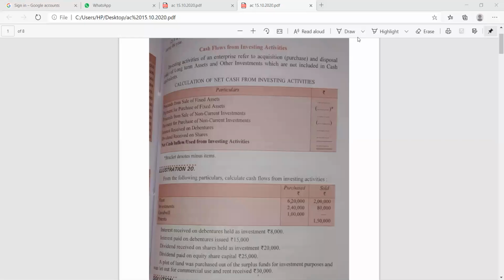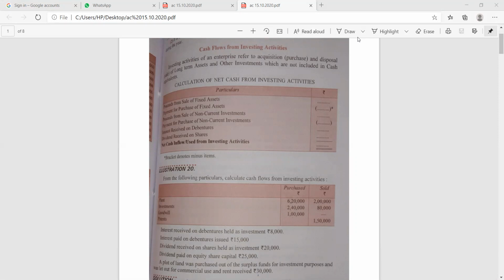Good morning, students. Let's continue the topic cash flow statement, in which we practice today how the cash flow from investing activities is to be calculated. If you remember, in our previous lectures, we have already discussed what investing activities are. Investing activities means all those activities which are related to the acquisition, or we can say purchase, and disposal or sale of long-term assets as well as other investments, which are not included in cash and cash equivalents.